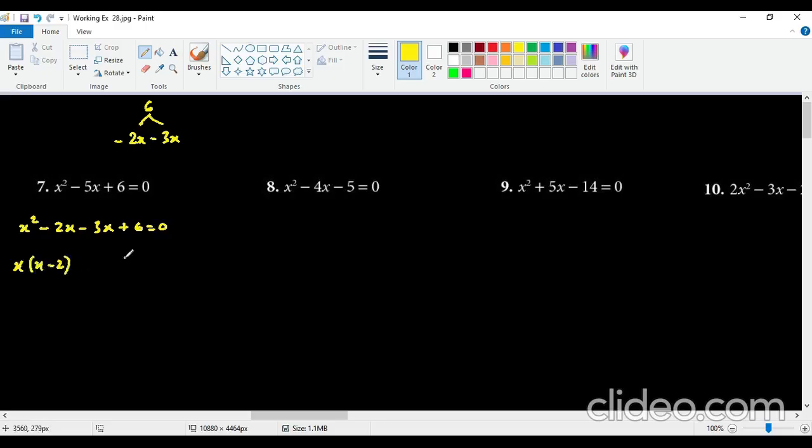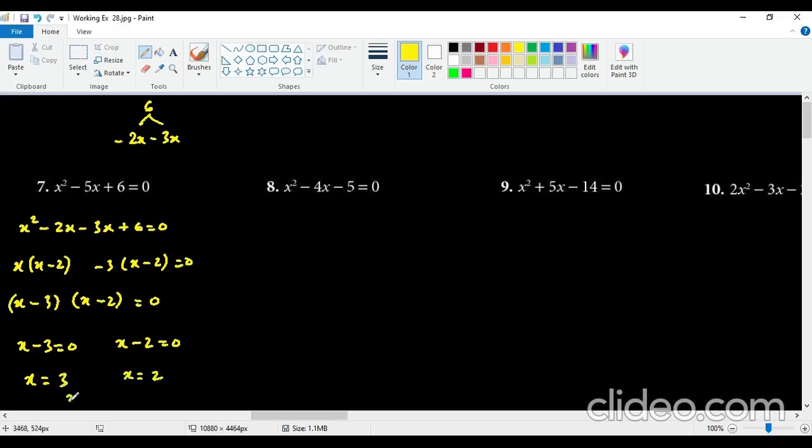As soon as we see the first bracket, we copy down the second bracket, and minus 3 is in the middle. So x minus 3 and x minus 2 are going to be two factors. That means the value of x minus 3 equals 0 and x minus 2 also equals 0. So the value of x is going to be equals to 3 and x will be equals to 2. So 3 and 2 are going to be your answers.